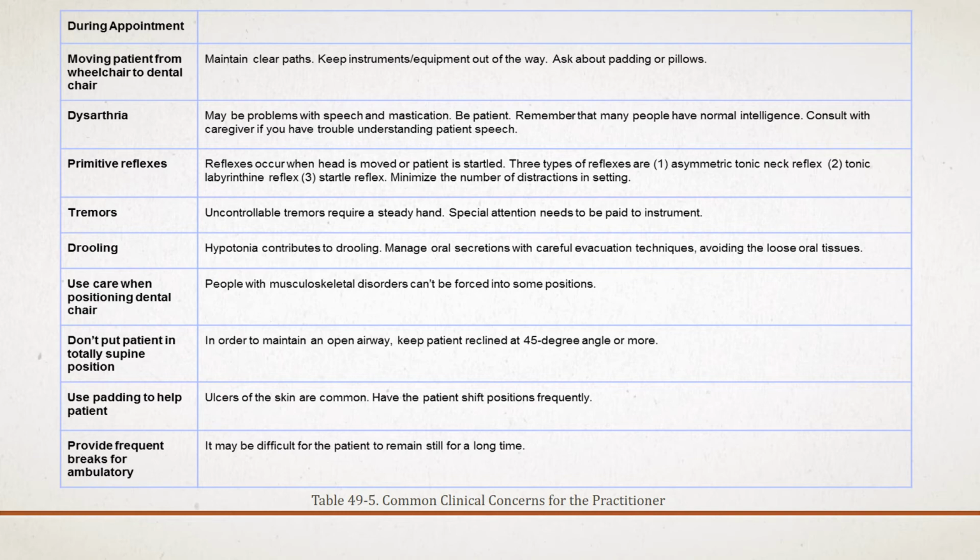Use care when positioning the dental chair. Just don't assume that these people can automatically go to the place where you want them to go. You ask them, do you have any problems leaning back? Do I need to go slowly? People with musculoskeletal disorders just simply cannot be forced into some positions. It's uncomfortable or painful for them. Don't put the patient in a totally supine position. You may want to set them up at a 45-degree angle or more, depending on what they can tolerate.